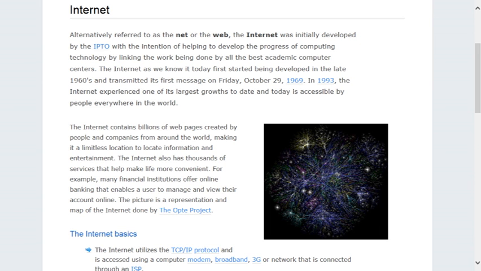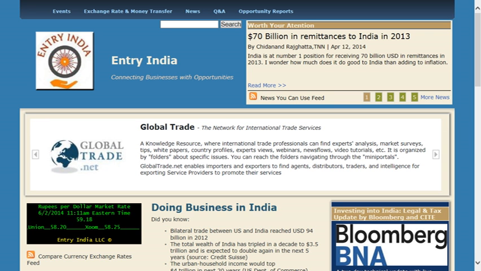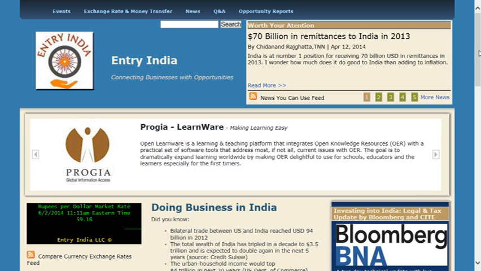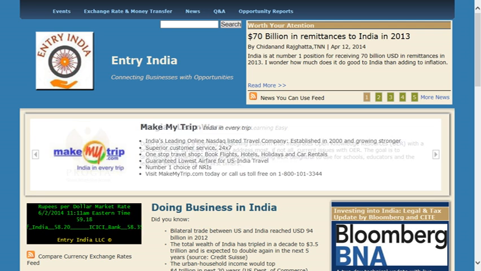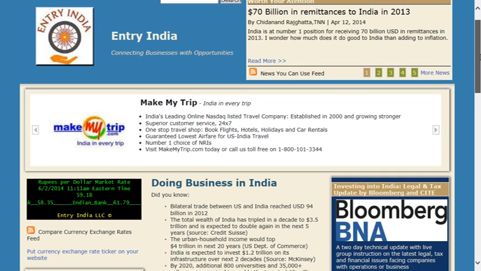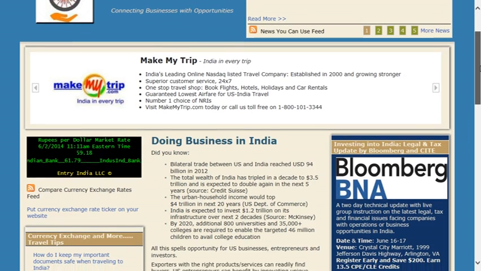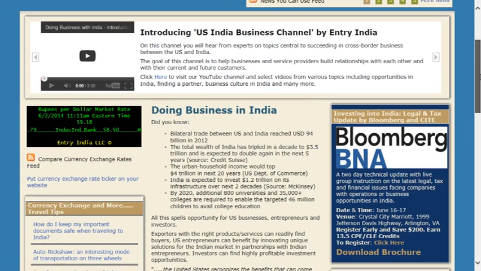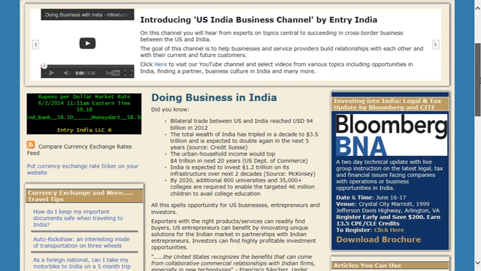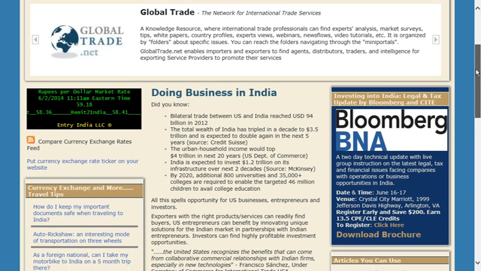Here's a website from a company called Entry India. This is their home page, and on their home page you can see little information boxes about many things. They have the exchange rate of the Indian rupee to different currencies. They have different events which are happening, of special interest to businesses who want to do business with India. They have some videos they have created telling about India, and some events and other things.